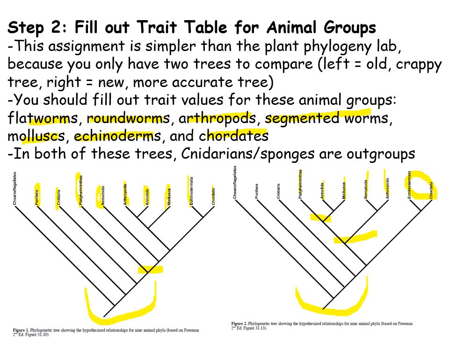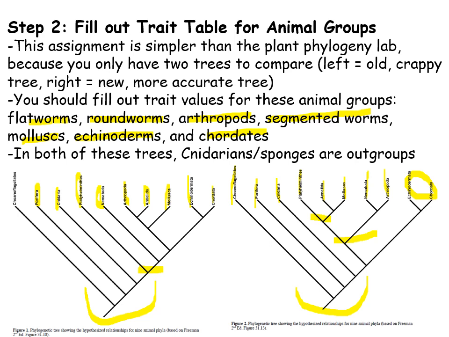For both of these trees, you'll see that the position of these outgroups is the same. So choanoflagellates is on the outside, and then sponges, and then cnidarians. So those positions for those three groups are the same in both trees, so you don't have to worry about them that much. And you can treat cnidarians, because cnidarians would be the most closely related to the bilaterians as presented here, as your main outgroup.